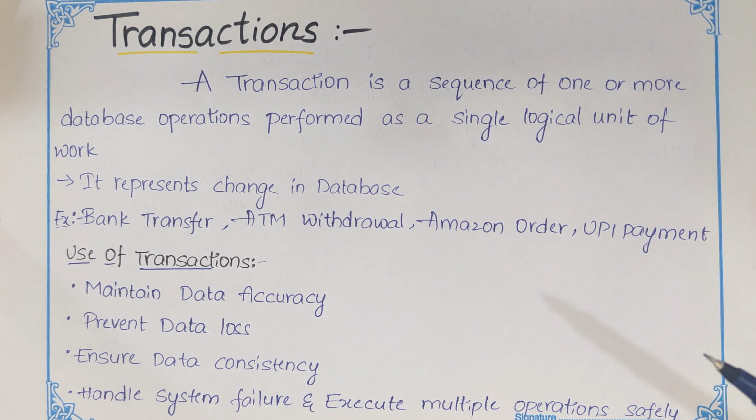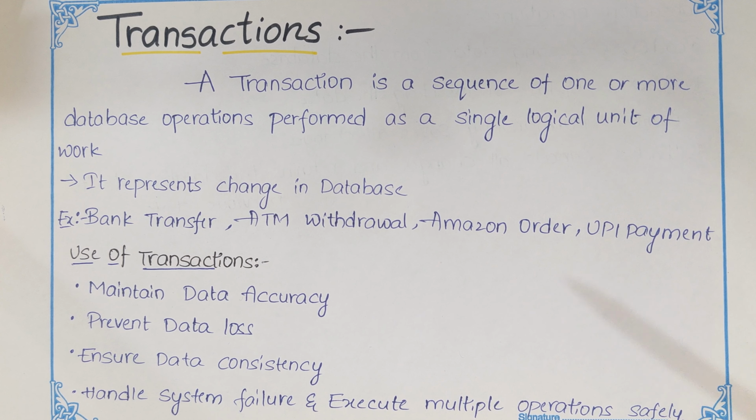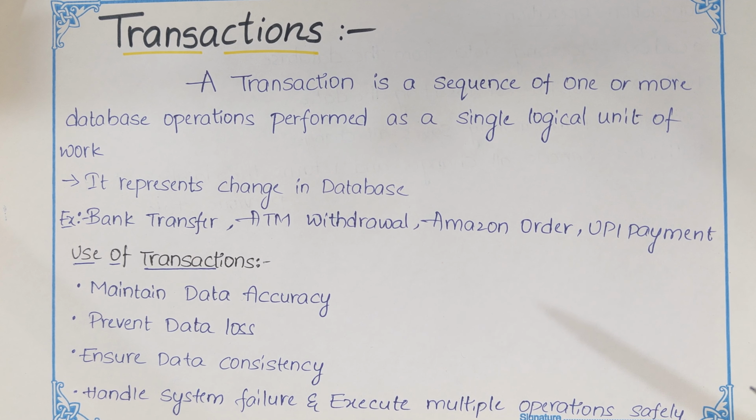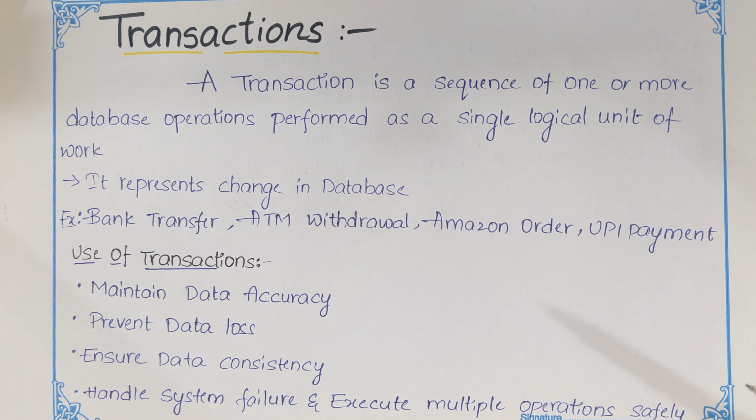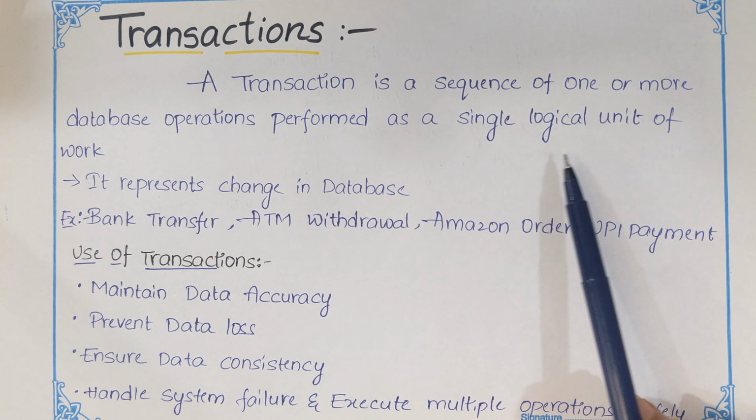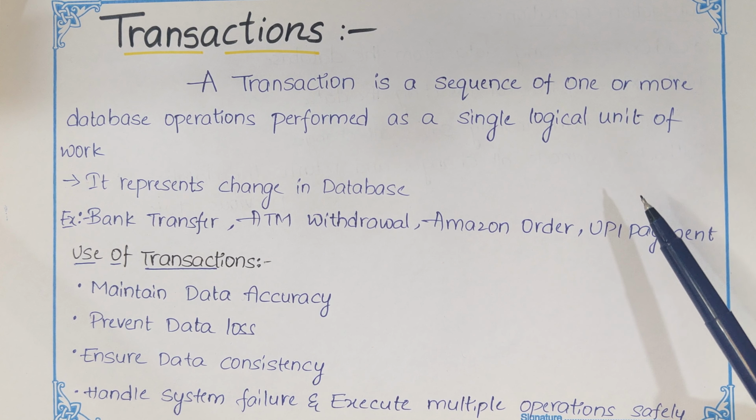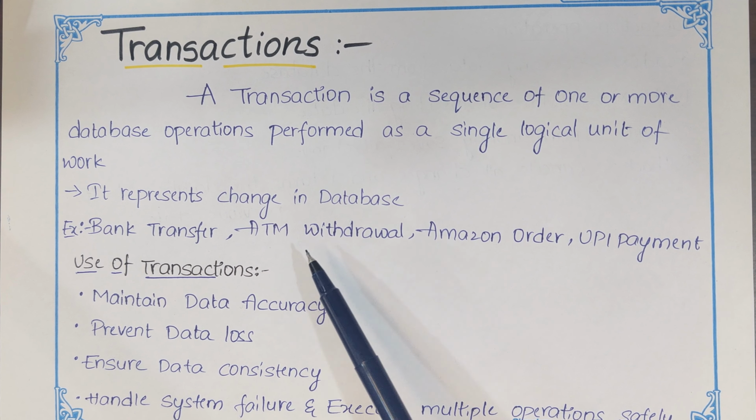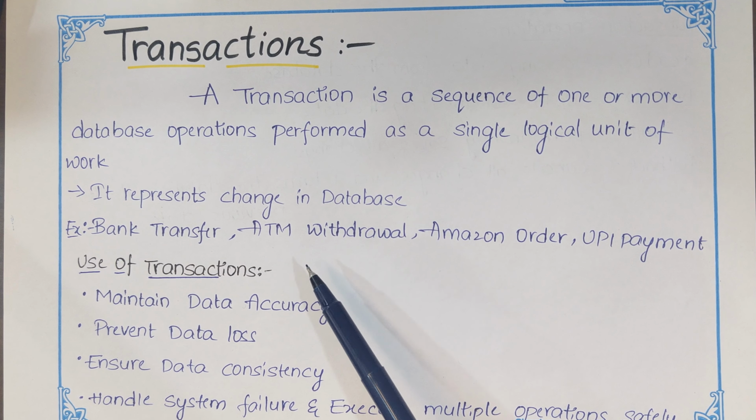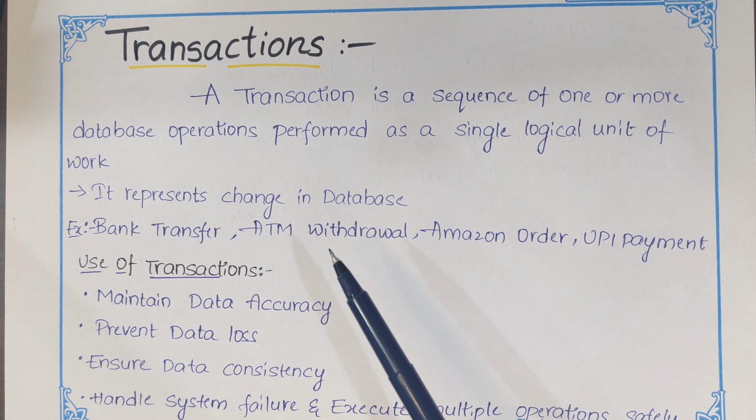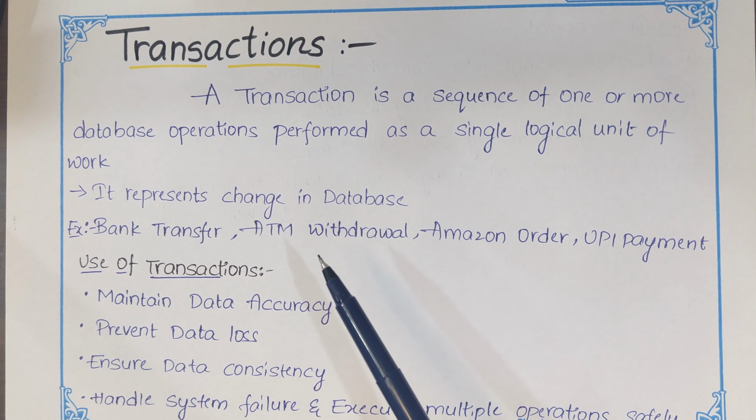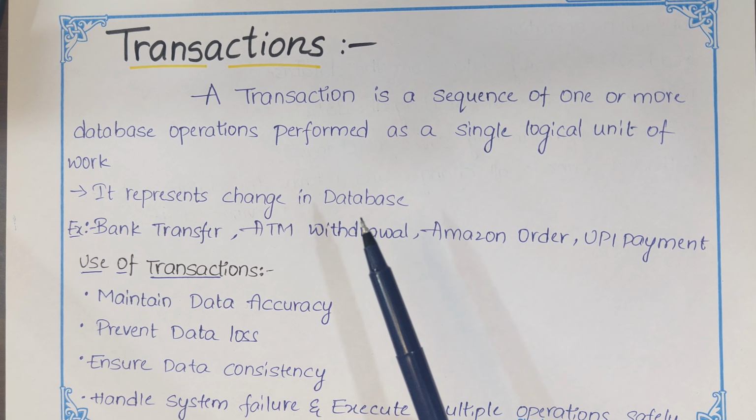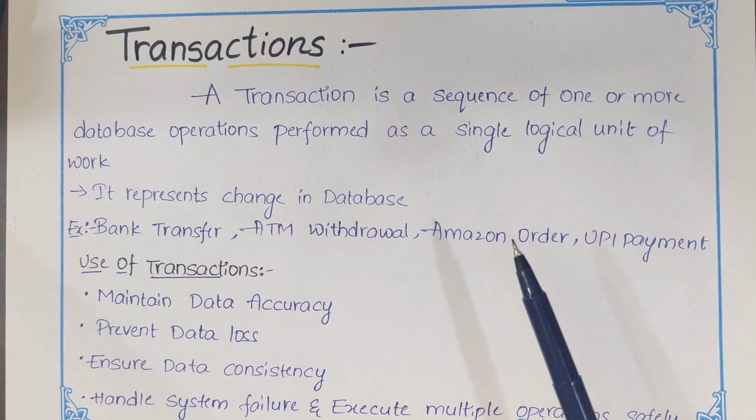Think you are withdrawing some amount from your ATM. What happens? Your account balance gets decreased, then the ATM gives you cash, right? So both operations belong to one single task. This is what is known as a single logical unit of work. It represents a change in the database. Whenever a transaction occurs, some changes happen in the database, right? The changes are known as the transactions.